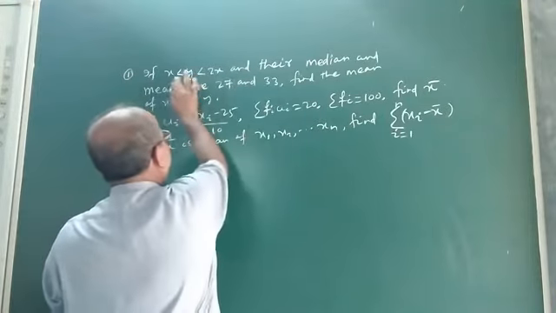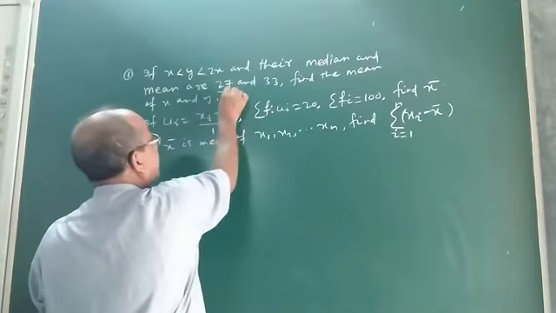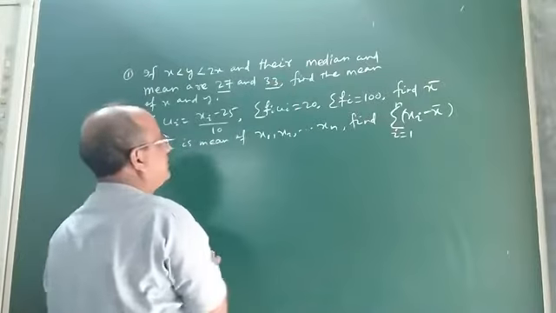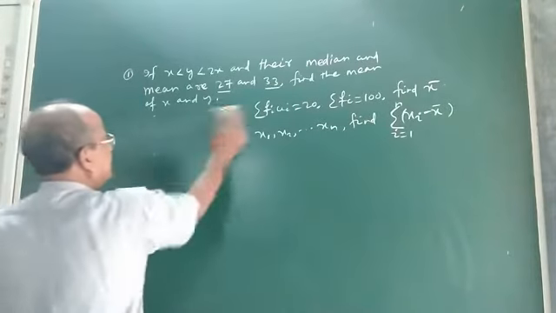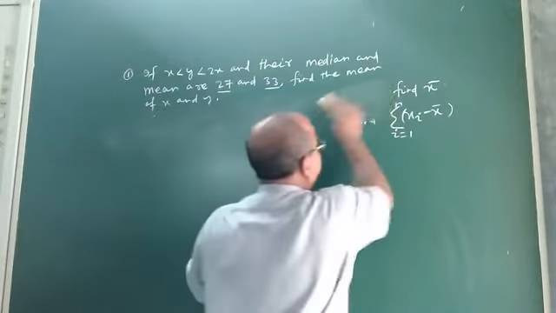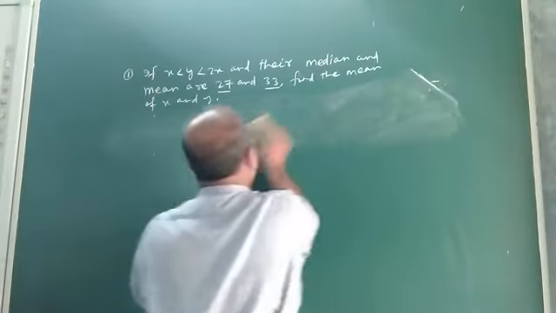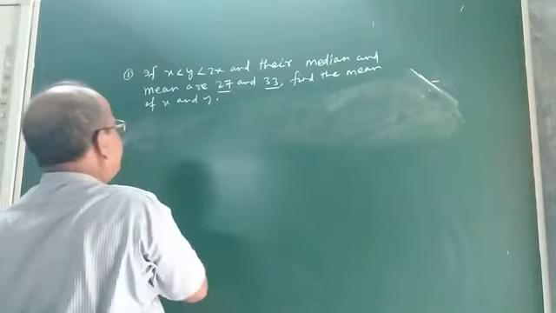median, the median of x, y and 2x, is 27, and the mean of these three numbers is 33. You see, the mean of these three numbers is 33 and their median is given as 27. So how to find the mean of x and y?